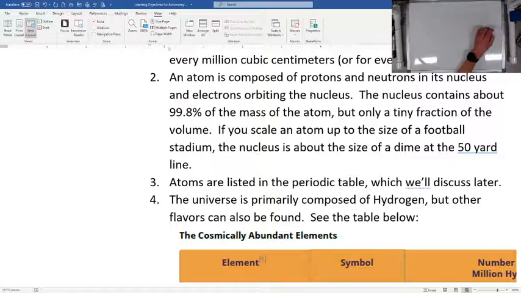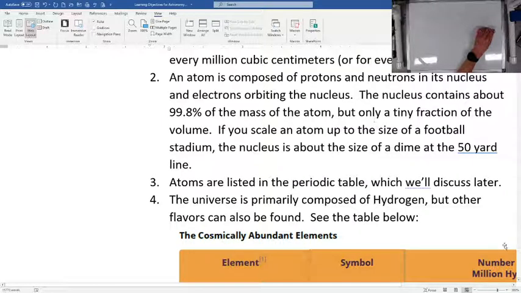If you scale up an atom to the size of a football stadium, the nucleus would be about a dime at the 50-yard line. All of the mass would be in there, but all of the space is taken up by the electrons in their orbits. Atoms are listed in the periodic table, which we'll discuss later.